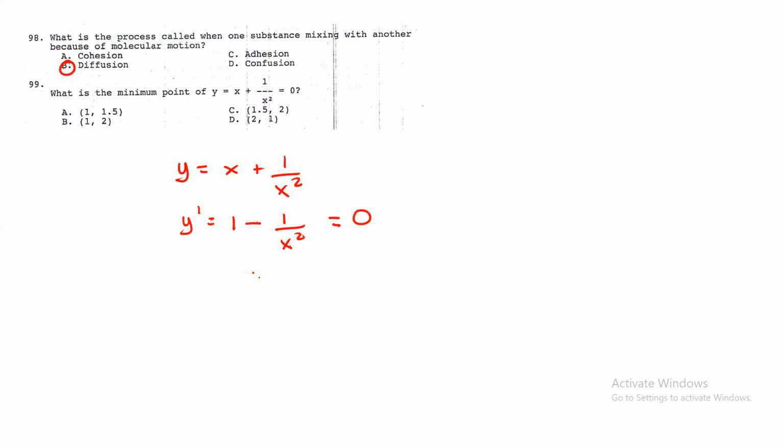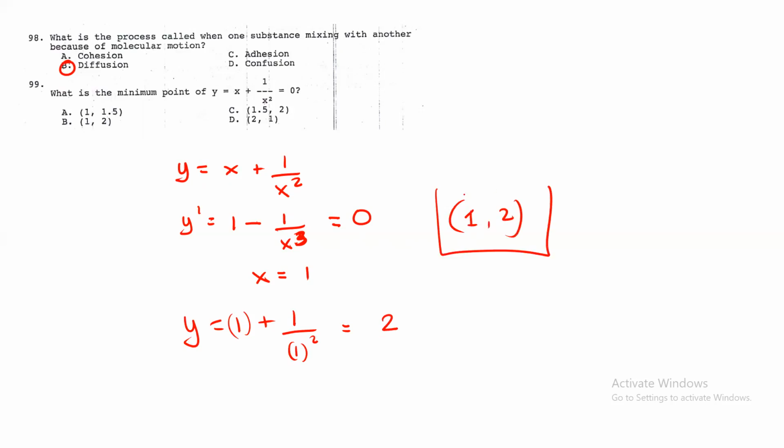Then, ang makukuha nating x dito is equal to, so, 1 minus 1 over x cubed pala to. Ang makukuha nating x dito, so, x is equals to 1. So, itong 1, i-substitute natin sa ating equation. So, y is equals to 1 plus 1 over 1 squared. So, makukuha natin dito is 2. So, ang minimum point natin dito, so, x is equals to 1, then y is equals to 2. So, ito, yung sagot. The answer is letter B.